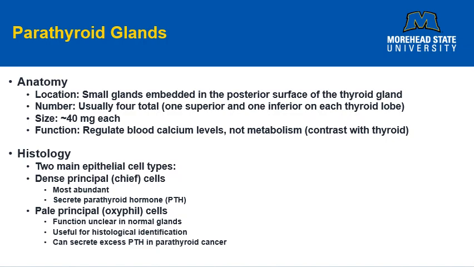The function of the pale principal cells is pretty unclear. They haven't really figured it out in normal glands, but it's useful for histological identification of which portion is the parathyroid, versus the dense principal cells. However, the function is not so much known. What they do know is more on the disease side of things. These cells have the capability to secrete excess PTH. This is most common in parathyroid cancer, but it has been seen in some other cancers. As we'll see, this messes with calcium levels in the blood, which can lead to pretty dramatic changes.